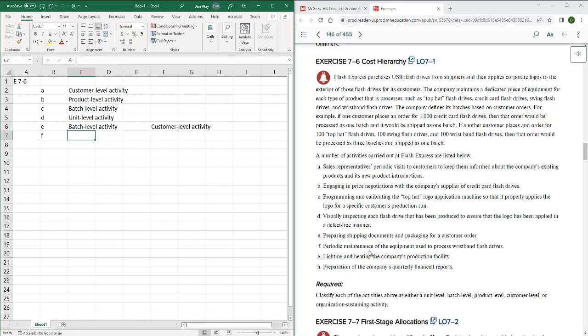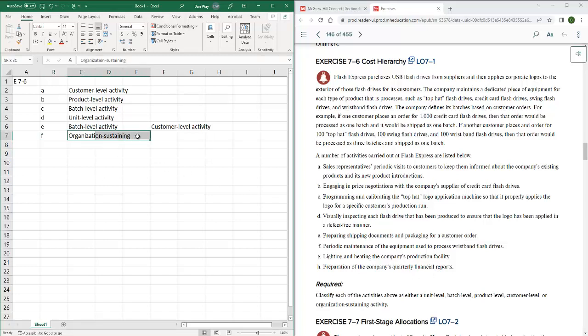Okay, letter F said periodic maintenance of the equipment used to process wristband flash drives. Now, periodic maintenance implies that we're going to do this once a month, once a quarter, once a year, whatever, and that it is likely fairly independent of volume. So because of that, let's consider this organization sustaining. Okay? All those sort of giant overhead type activities that are necessary for keeping the whole production process up and running, but aren't necessarily dependent on volume.